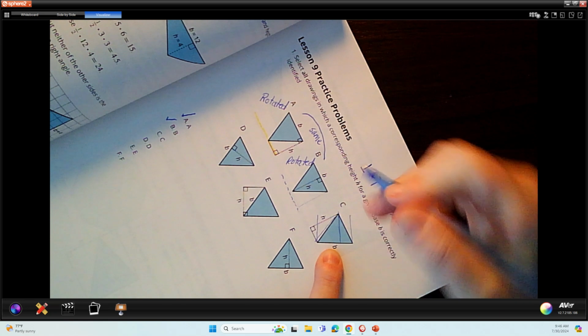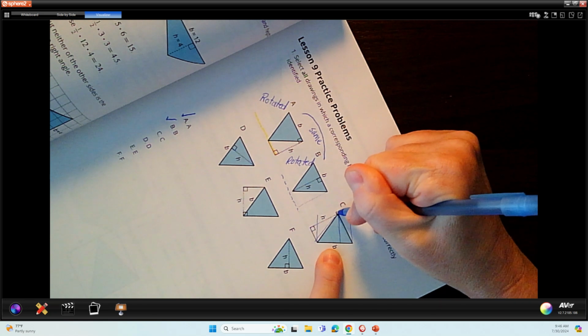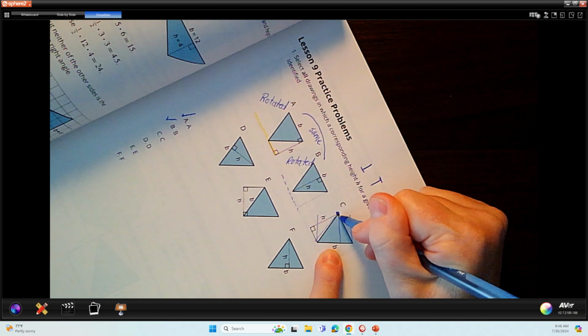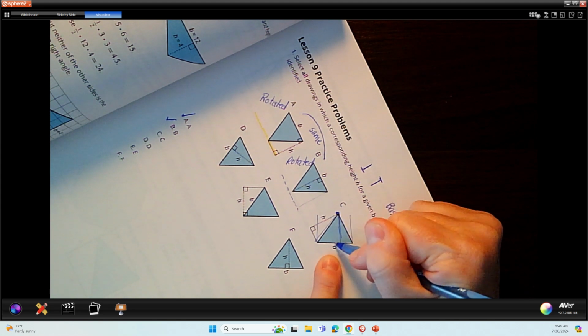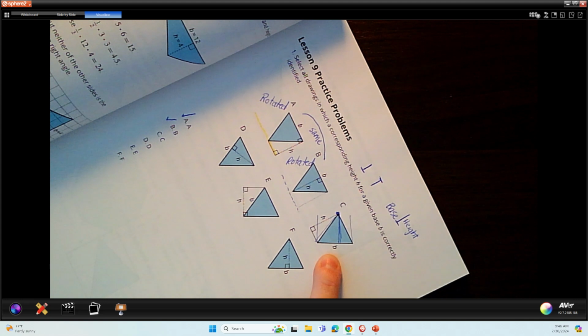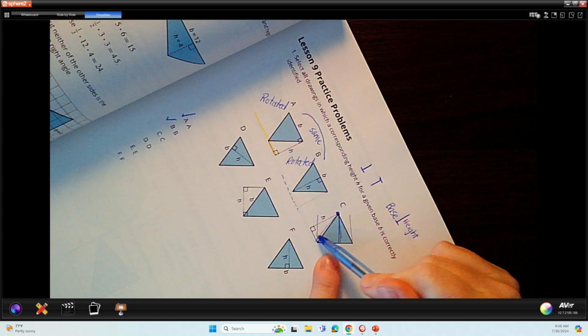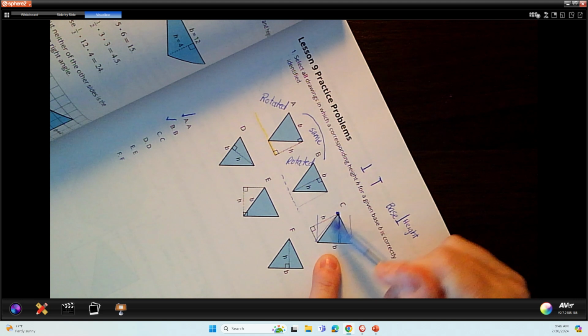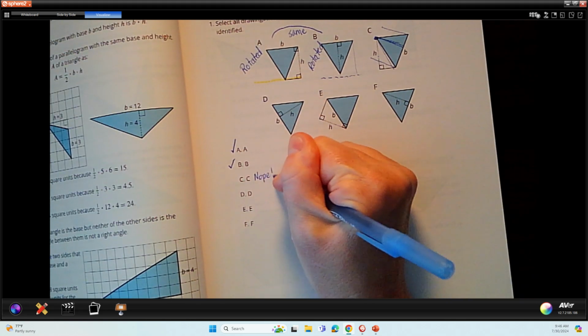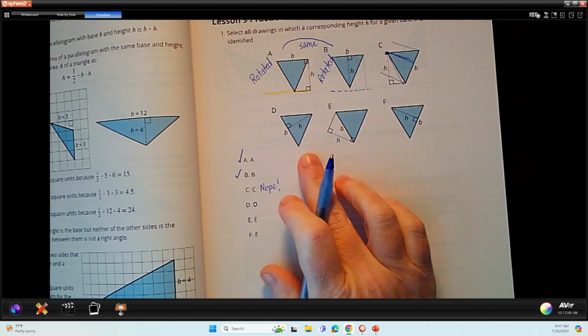You see that? Here's the point of the triangle across from the base. So we know that this is the base because it's opposite of the point. So if I'm looking at this, I can see that this is not correct. This is measuring the side of the triangle. So C is no go. C is not good. Nope.